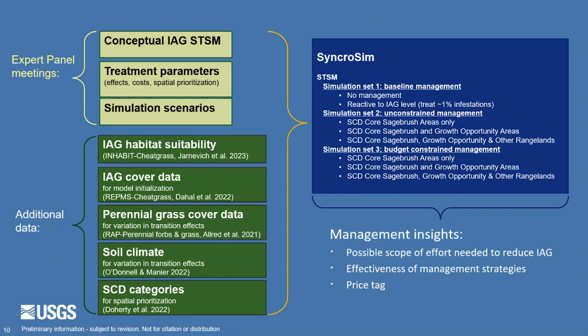And so one of them is, let's just focus on the core sagebrush areas. What happens if you just focus on those and don't worry about the other areas? And then the second one is bringing in the growth opportunity areas. And the third is bringing in those other rangeland areas.